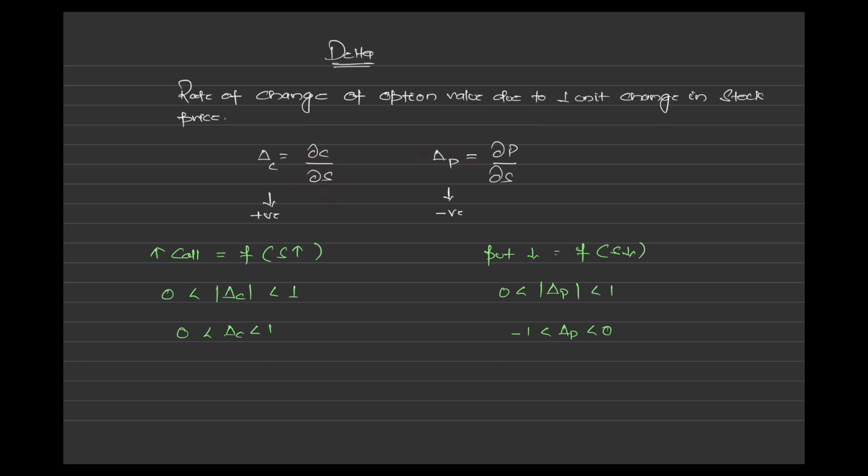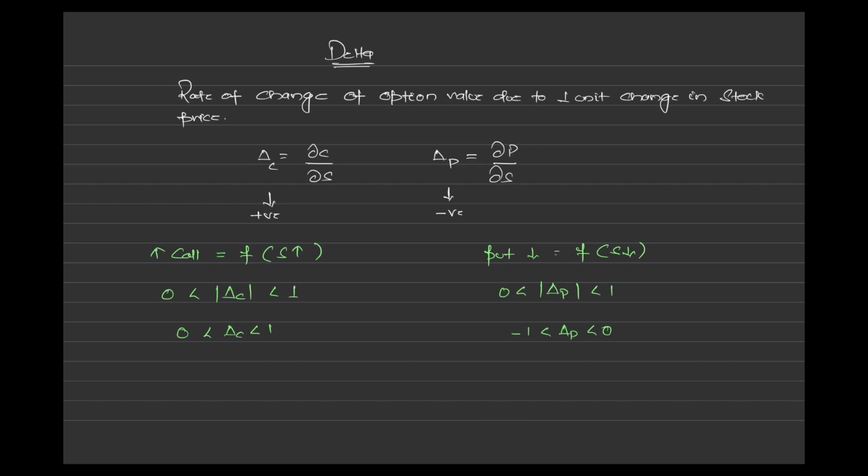Delta of put is the change in the put price with respect to 1 unit change in the stock price, keeping other factors constant. And for a very small change, I denote it by dC upon dS, because it's the derivative. And for a very small change in the stock price, I will write delta of put as dP upon dS, differentiation. Okay.